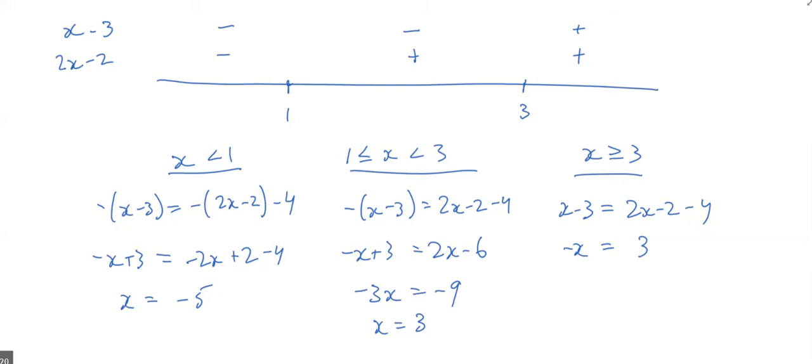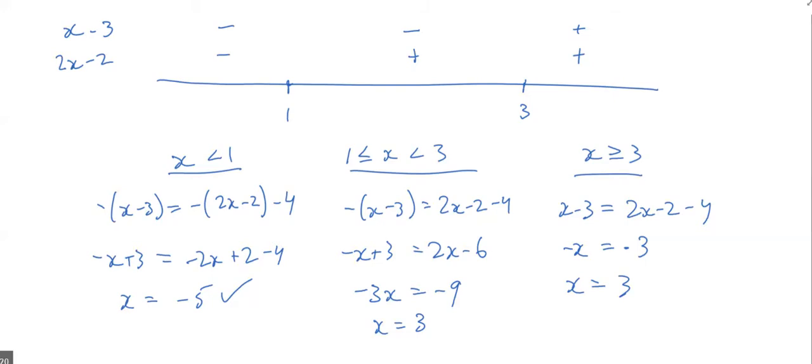Is that good? What happened this time? So is -5 in this domain? -5 is less than 1, yep, that one's fine. Is 3 in this domain? Technically not, although you could have all of these be equal if you needed to. It's not going to change your answer.